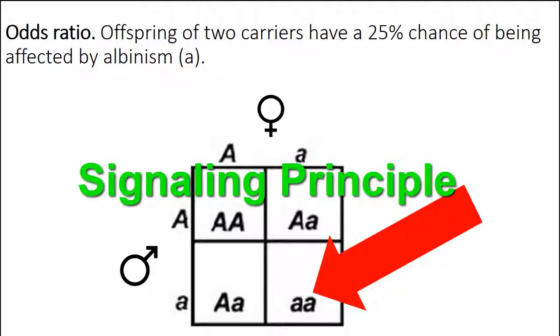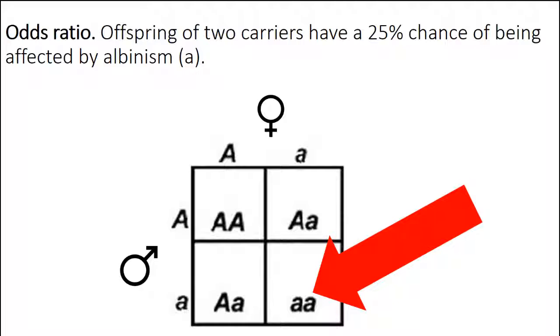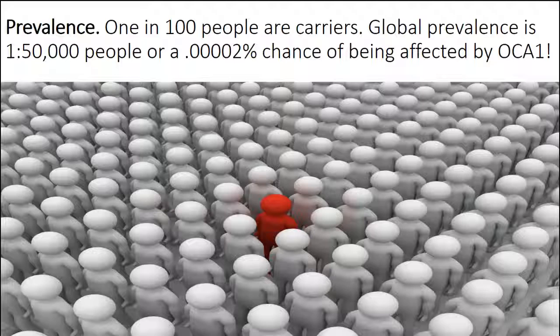This slide exemplifies the signaling principle, where people learn better when the cues that highlight the organization of essential materials are added. For example, the arrow helps focus the learner on relevant information. 1 in 100 people are OCA1 carriers. Global prevalence is 1 out of 50,000 people, or a 0.0002% chance of being affected by albinism.